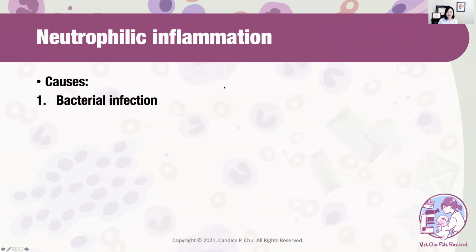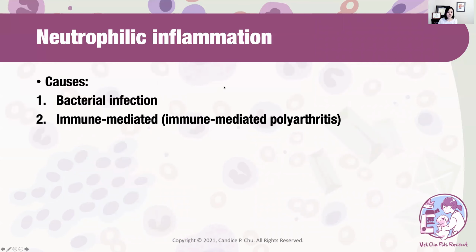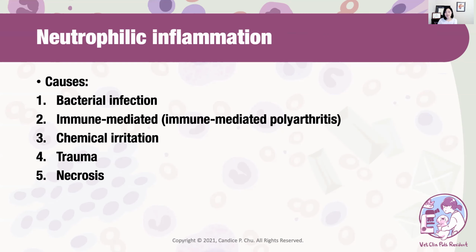We can also see neutrophilic inflammation, for example, in immune-mediated situations. When you think about multiple swollen joints in an adult dog, that usually indicates immune-mediated polyarthritis. Also, think about chemical irritation. Where you will see chemical irritation, for example, like uroabdomen, bile peritonitis, those are neutrophilic inflammation. And also trauma, also necrosis.